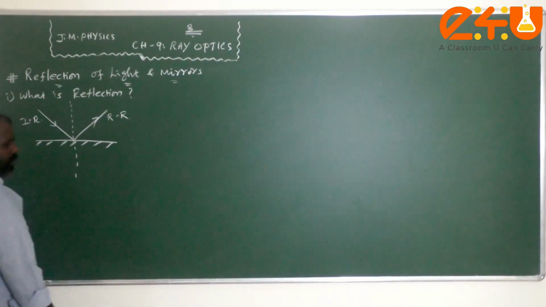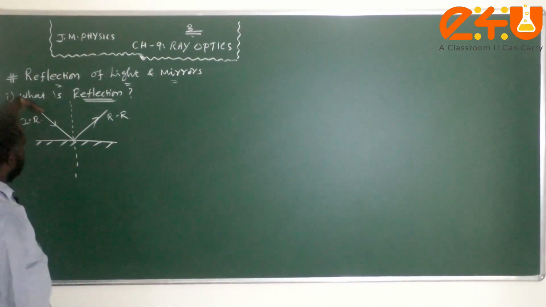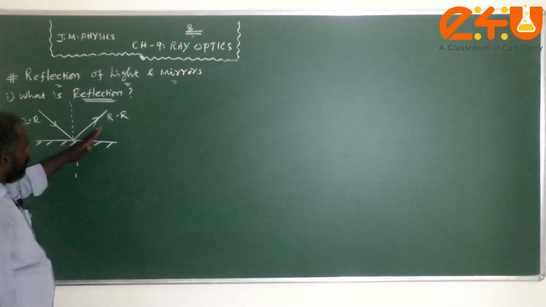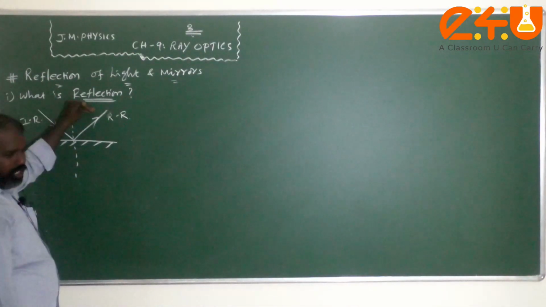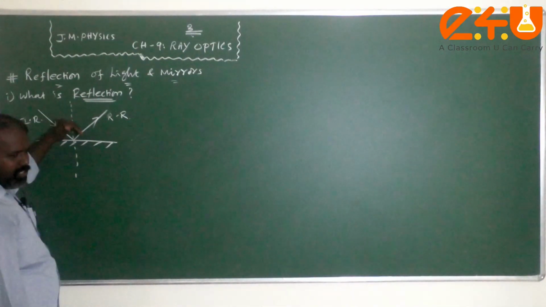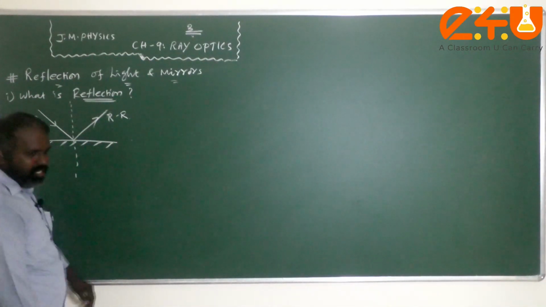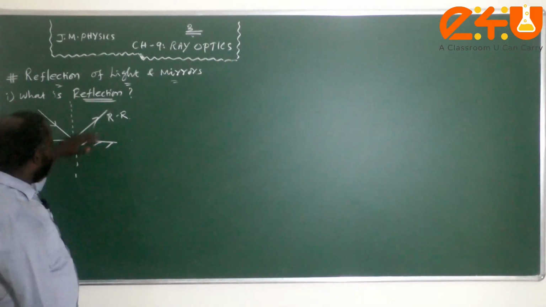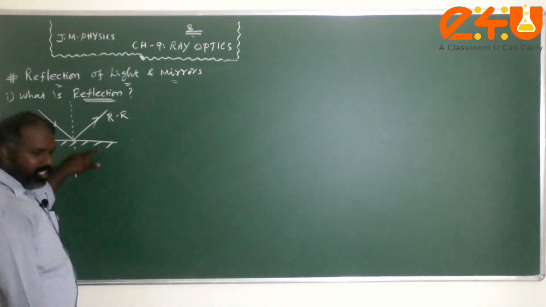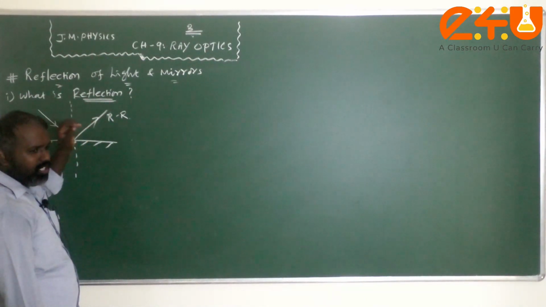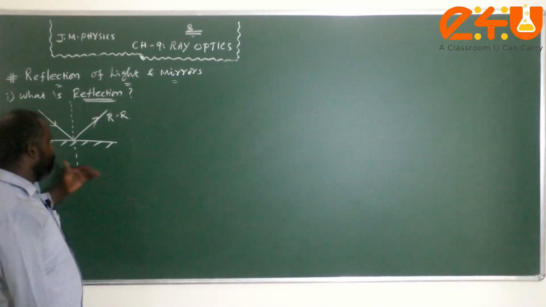What is meant by the phenomenon of reflection? Whenever light is incident and comes back after meeting the reflecting surface, the ray is coming back to the same medium where the incident ray travels. Such a phenomenon is called reflection of light. In a simple manner we can say bouncing back of light in the same medium after meeting the reflecting surface is called reflection. That is the very basic one.